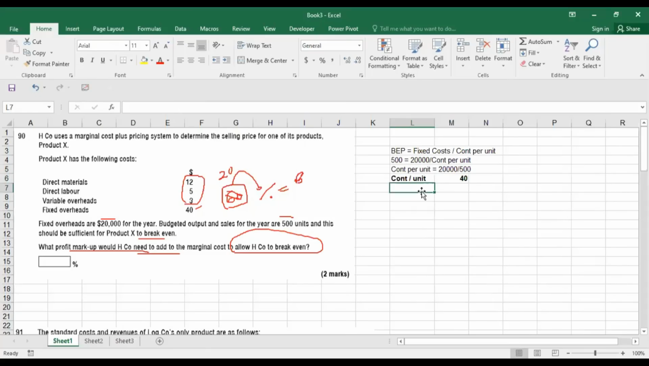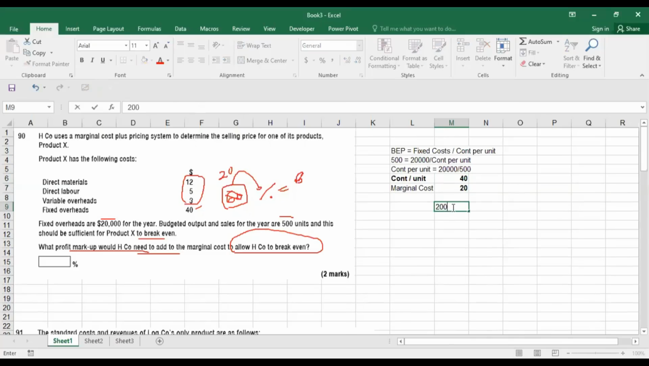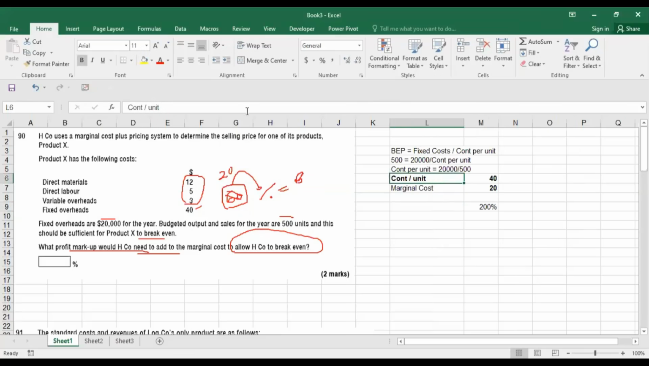Now you know that your marginal cost is 20. So on top of the 20 marginal cost, you need to add $40. So it means that your profit markup which you are adding is 40, and marginal cost is 20. So it is 200%. It is double, it is twice. So the answer is 200%. This contribution is actually the profit, the markup which you are adding.